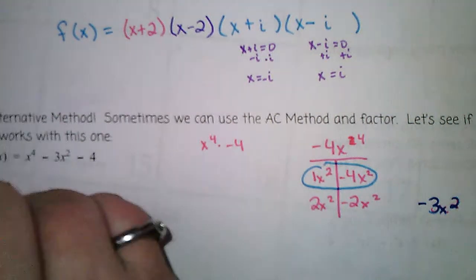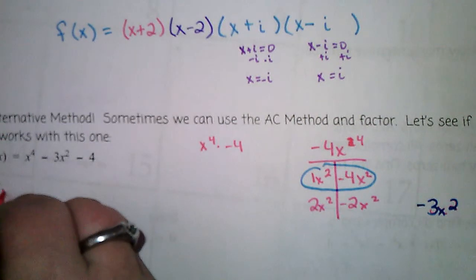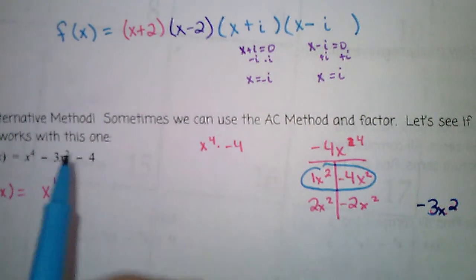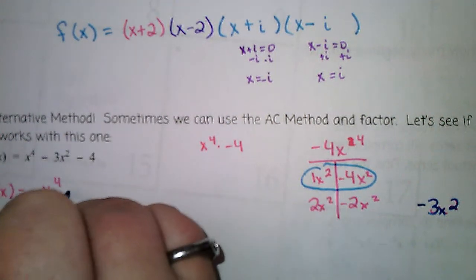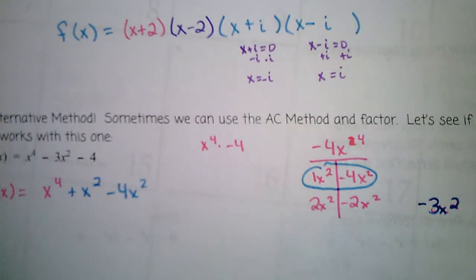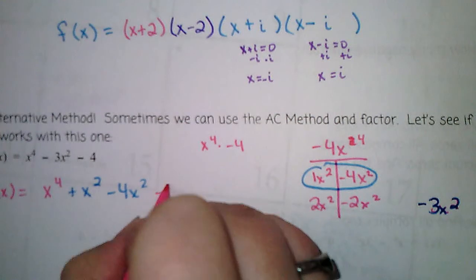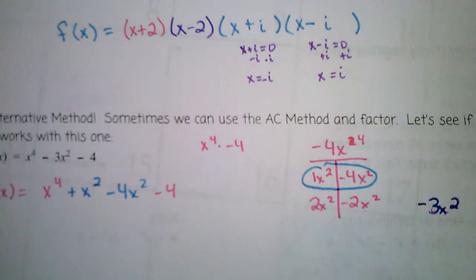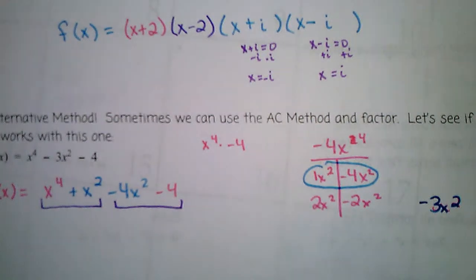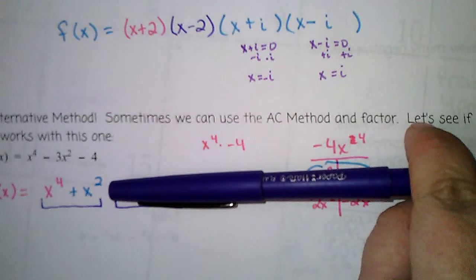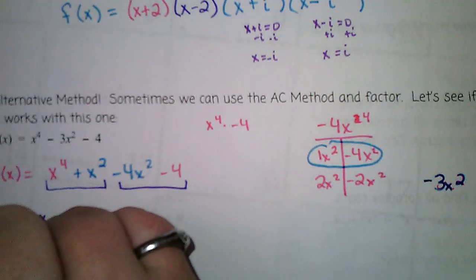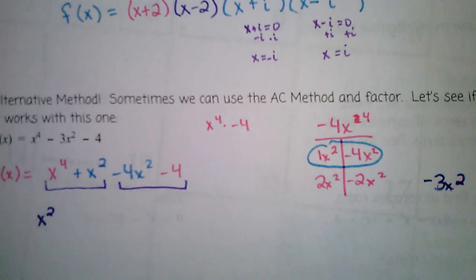Okay, so when I'm doing this, by AC method, I keep the first term. This middle term splits to be these two. So x to the fourth minus 4x squared, and then I keep the last term. Now I split these up into pairs. So let's look at these two pairs and see if they have anything in common. So looking at just those two, it looks like I see that they both have an x squared in common. So I can factor out an x squared.